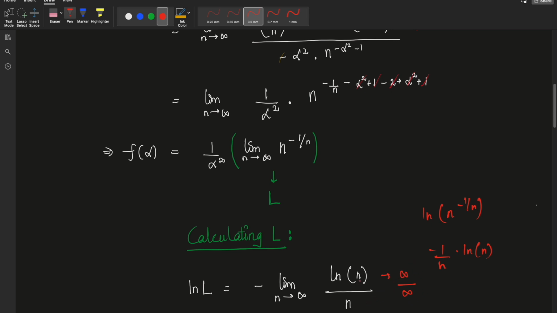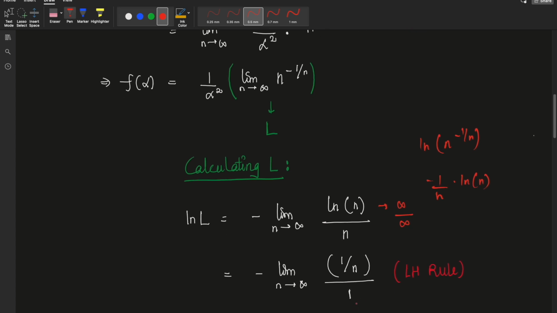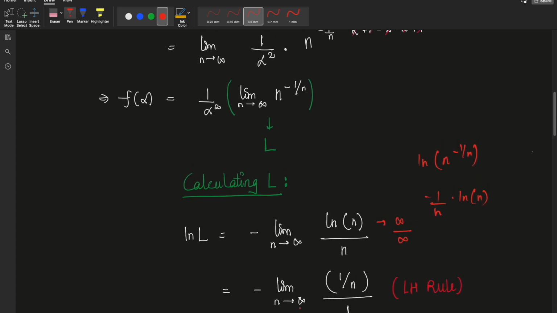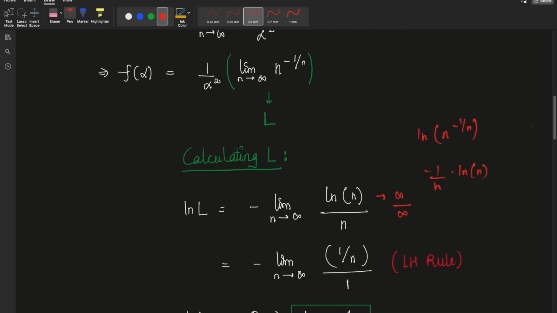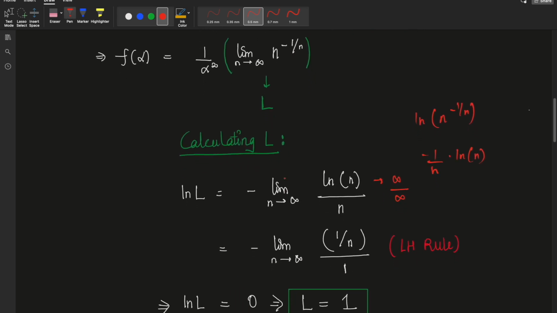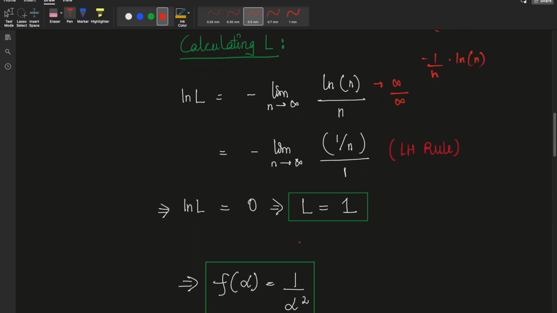So we use LH rule again, and we get this. So limit n tends to infinity 1 by n, which is obviously equal to 0. So we get ln of L is equal to 0, or L is equal to 1. So we got L is equal to 1 here, so f of alpha will be equal to 1 by alpha square. So we got that.